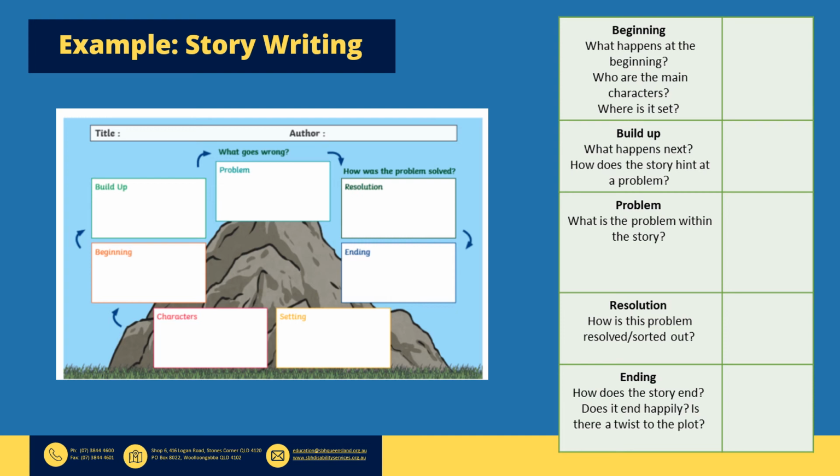There are a lot of different templates around. There's the story mountain, which is a step-by-step procedure. It gives the student structure, and they need that structure. That is a good one, but quite often the mountain format doesn't have a lot of scaffolding in there for the child. So you need to break it down into the beginning. What happens in the beginning? Who is the main character? Where is it set? Now the build-up.